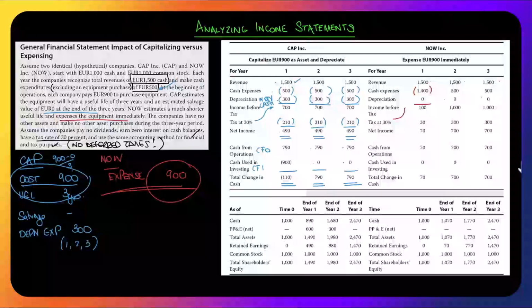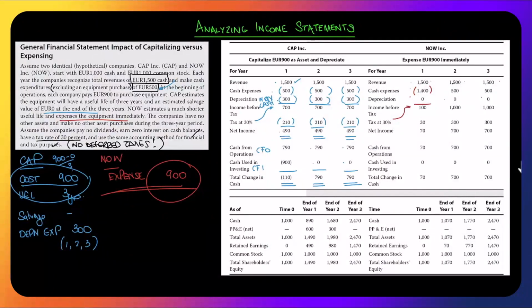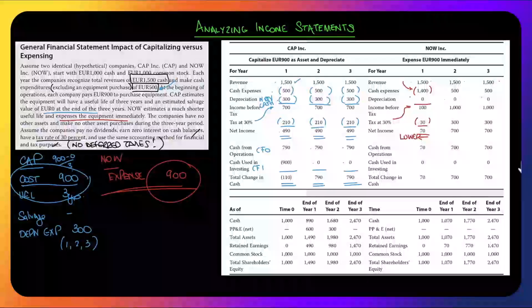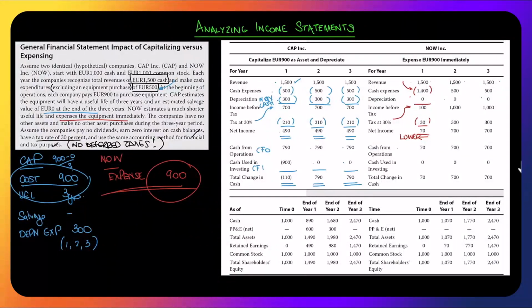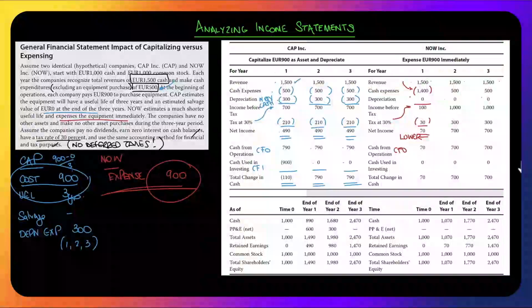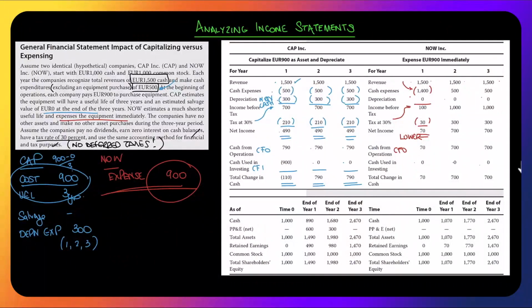Tax authorities use the same treatment. So they tax at 30%. There's 30. Net income, 70. Clearly a lot lower. Why? The answer should be obvious. The entire 900 has gone through as a cash expense. Cash flows? Well, there are no non-cash flows in the income statement, so cash from operations, CFO, is 70. CFI isn't going to get touched. No asset to treat, no asset purchased, no CFI. Change in cash is 70.